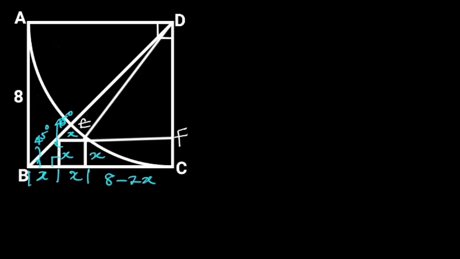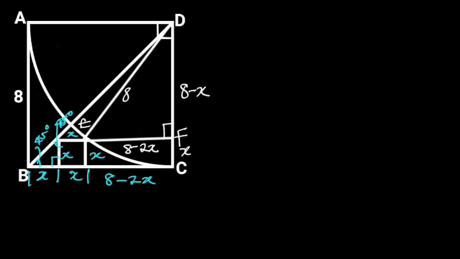Now, observe that DE is 8 units, that is the radius of the quarter circle, which is the same as the length of the side of the bigger square. FC is equal to the length of the smaller square, which is x. EF is equal to 8 minus 2x. And DF is equal to 8 minus x. Next, let's focus on triangle DEF. Triangle DEF is a right triangle.